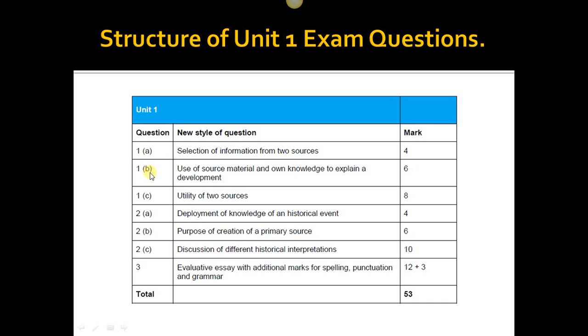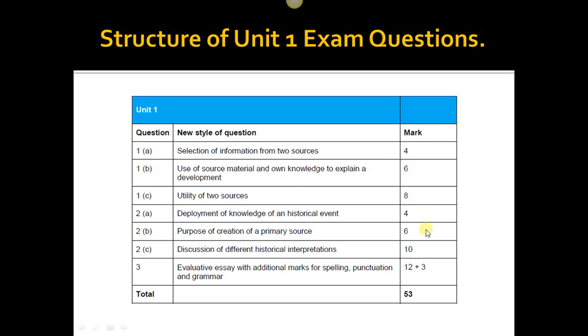If we look at the way it pans out in Unit 1, you have questions 1, which are broken down to 1A, 1B, 1C. Question 2 is 1A, 1B, 1C as well. And I think we've spoken about this, that it is a tier system. So the first question A of 1 and question A of 2 are worth 4 marks.